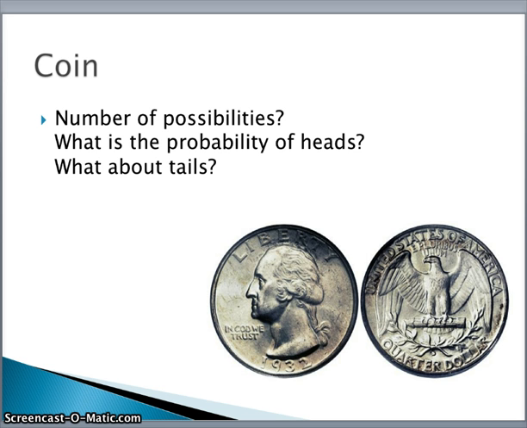Now that we have looked at your locker combination and ID, we can look at flipping a coin. A coin, when flipped, can be either heads or tails. So there are 2 possibilities. The possibility of getting a head is 1 out of 2, and so is the possibility of getting tails.